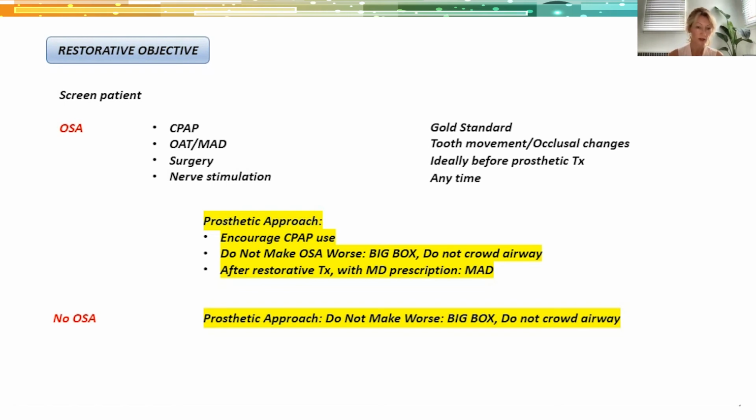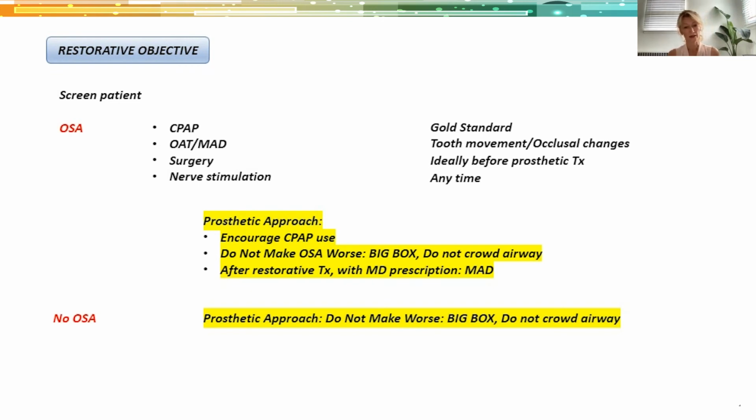Now, after the restorative treatment is done, if the medical doctor gives us a prescription to make a mandibular advancement device, we can, of course, do that. And with implant treatment cases, that actually works well for the patient because the implants will not move. One of the main side effects of those oral appliances is that the teeth move and the bite changes. So having a number of splinted implants with a prosthesis attached to them would minimize that effect. Of course, it depends what we have on the other jaw, because that can move the teeth.